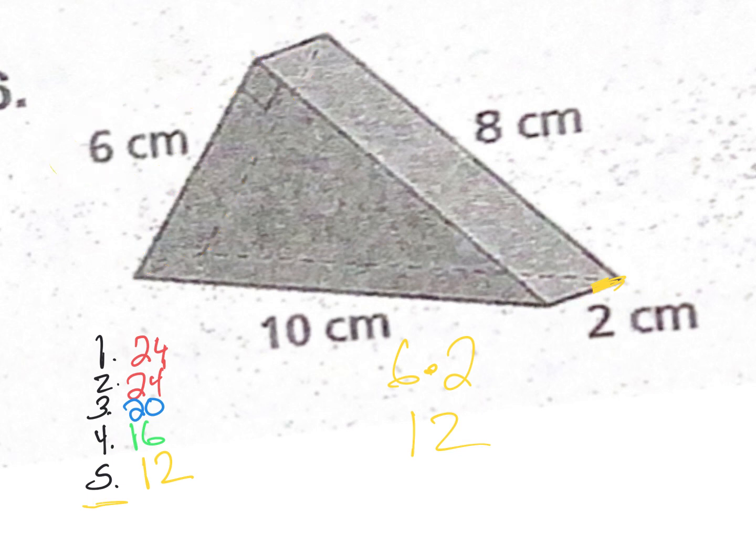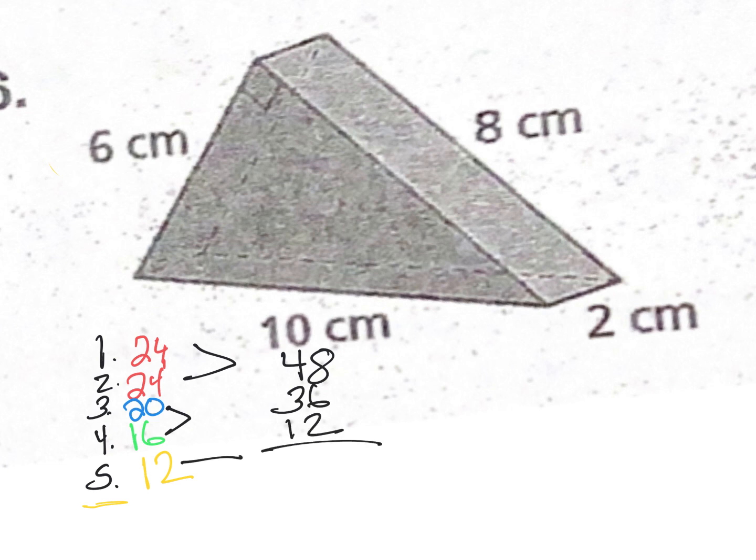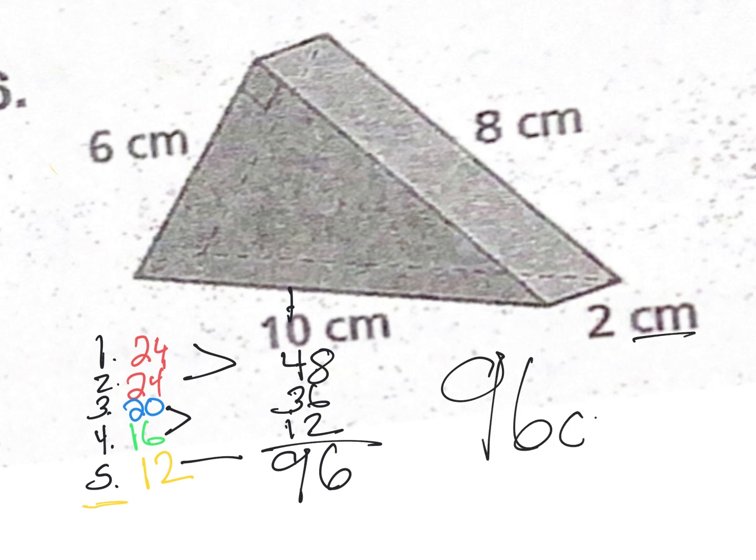And all I have left to do is to add them up. And I will get my surface area. Okay, and I'm going to do it like this. 24 and 24 I know is 48. 20 and 16 I know is 36. And then I have this 12 over here. Okay, now I'm going to add these up. 8 plus 2 is 10 plus 6 is 16. So I do a 1, 6. Then I have 1 plus 4 is 5, 6, 7, 8, 9. 96. So the surface area of this one is 96 centimeters squared.